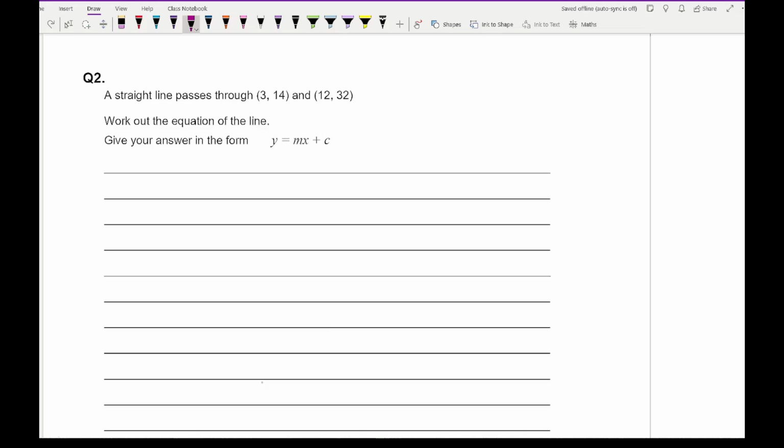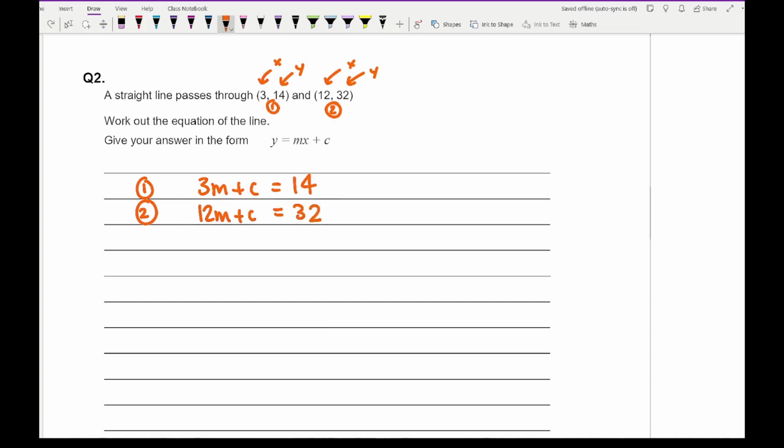Now I found that one of the easiest ways of doing this is by simply substituting these coordinates. So this value here is my x, this is my y, and this is another value of x, and this is another value of y. If I call this coordinate 1 and this coordinate 2, then coordinate 1, substituting x equals 3 and y equals 14, gives me 3m plus c equals 14, and for coordinate 2 I get 12m plus c equals 32.